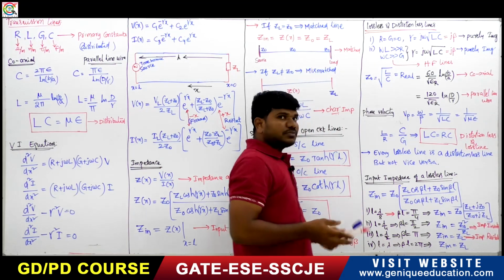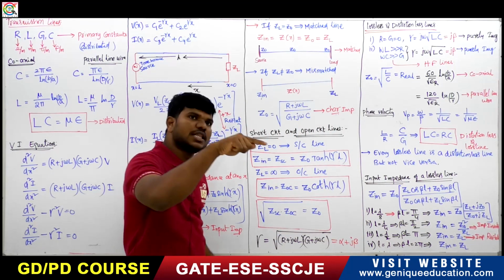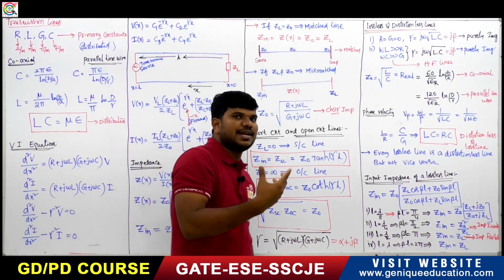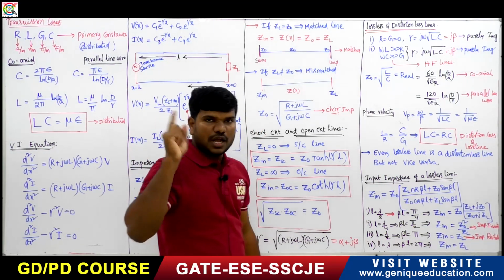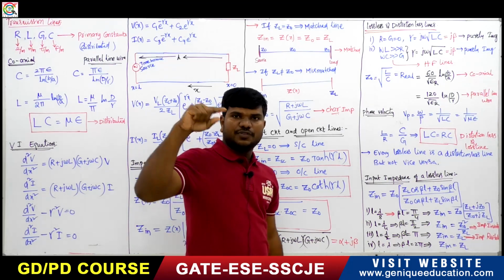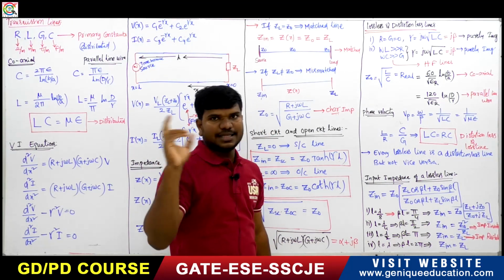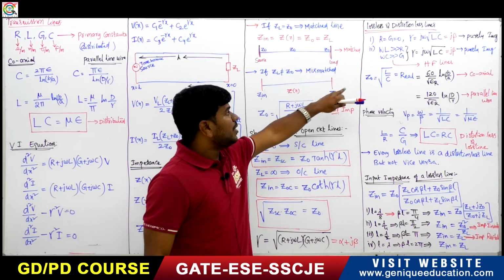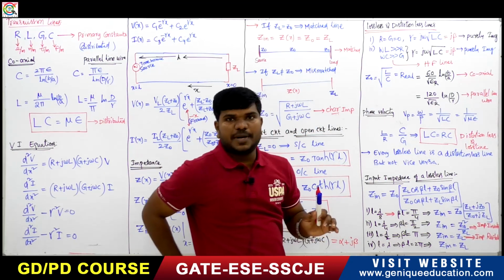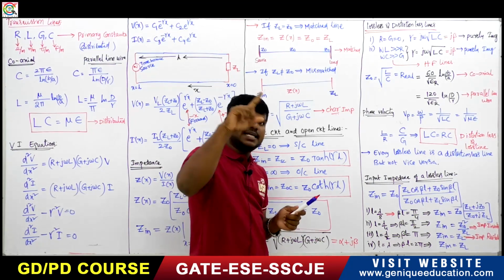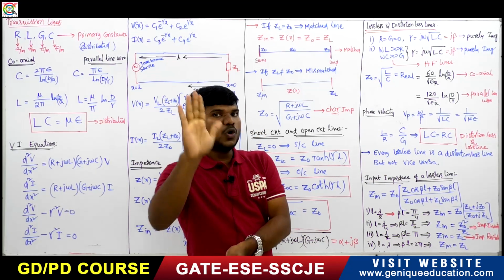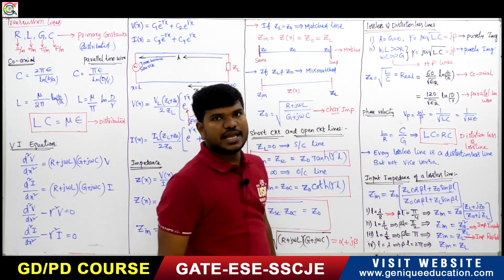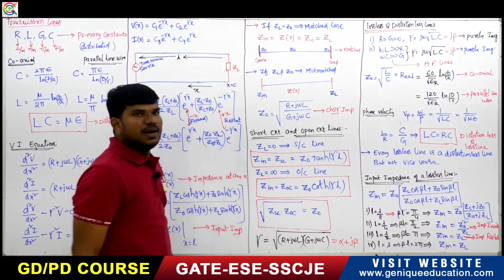Okay, so if you go to the EM waves concept, how can you find whether it is a lossless line or not? First of all, we have to identify the gamma. If the gamma is purely imaginary, then that is called a lossless medium. And one more important thing is the intrinsic impedance. What is the intrinsic impedance? Intrinsic impedance must be purely real. If the intrinsic impedance is purely real, then we can say that it is a lossless line.